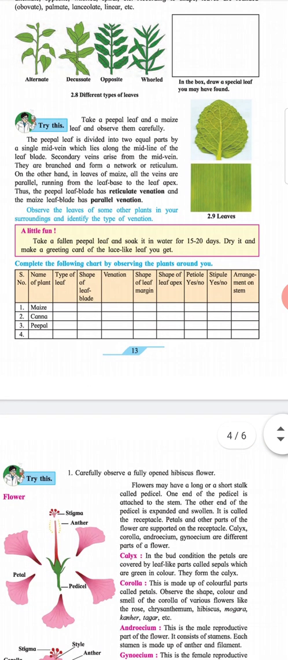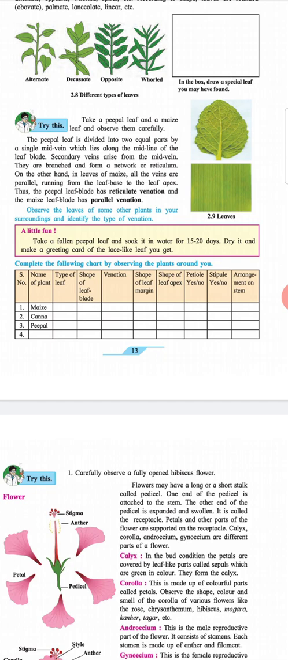Heading. Try this. Take a peepal leaf and a maize leaf and observe them carefully. The peepal leaf is divided into two equal parts by a single midvein, which lies along the midline of the leaf blade. Secondary veins arise from the midvein. They are branched and form a network or reticulum. On the other hand, in the leaf of maize, all veins are parallel, running from leaf base to the leaf apex. Thus, the peepal leaf blade has reticulate venation and the maize leaf blade has parallel venation.